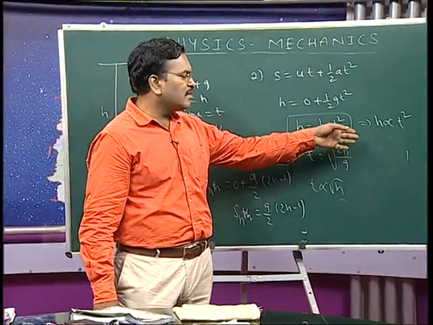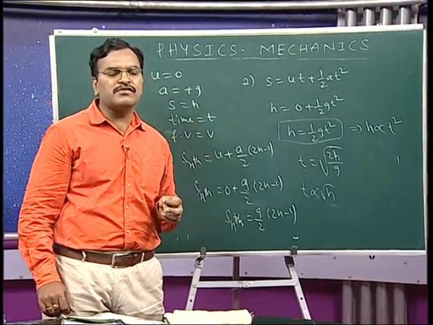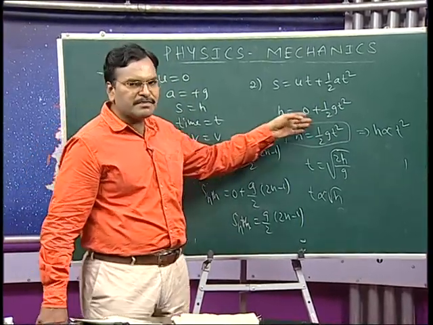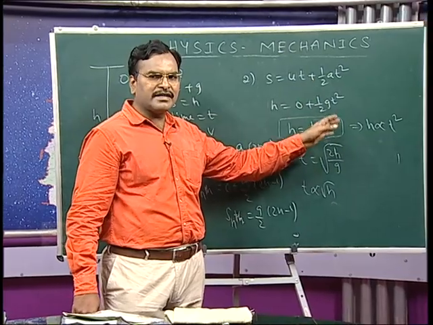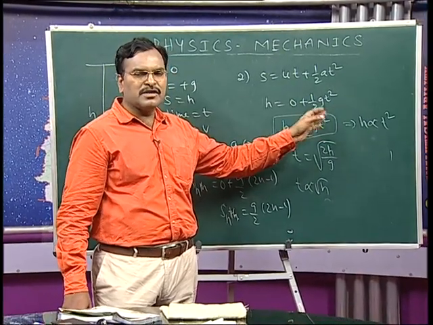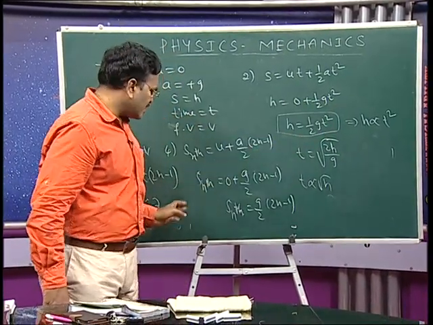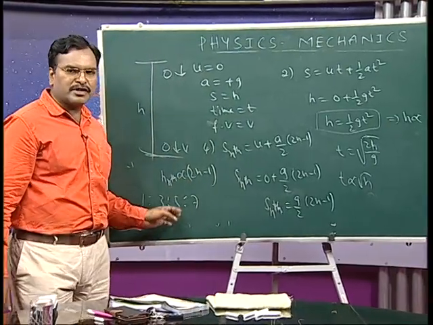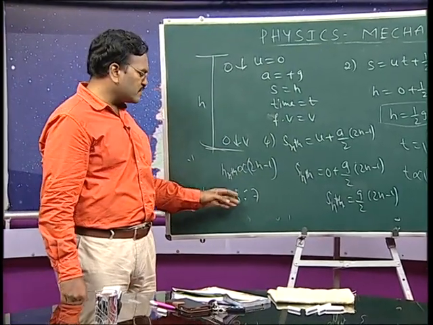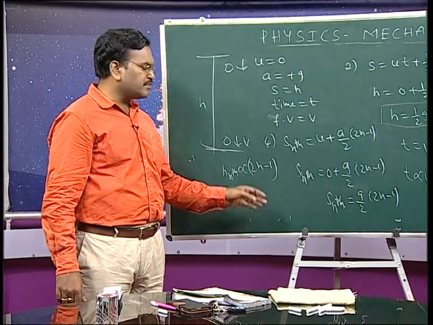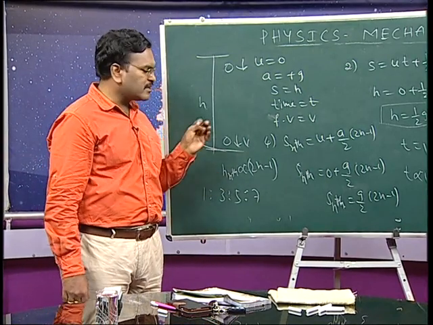What is the ratio of displacement of a body in the first second, 2 seconds, 3 seconds, 4 seconds? H is proportional to t square, so 1:4:9:16. And the ratio of displacements in the first second, second second, third second, fourth second is 1:3:5:7. Questions of that type are also there.